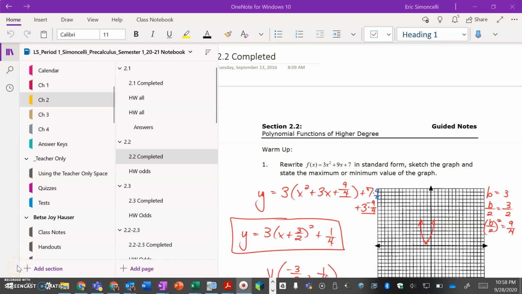Hello students, welcome to section 2.2, polynomial functions of higher degree.